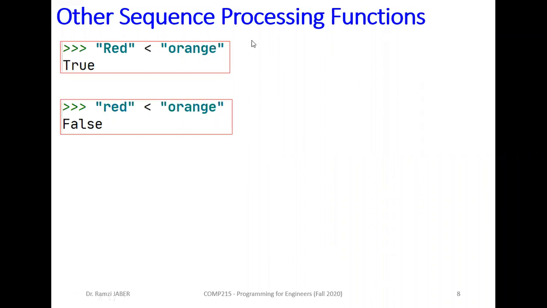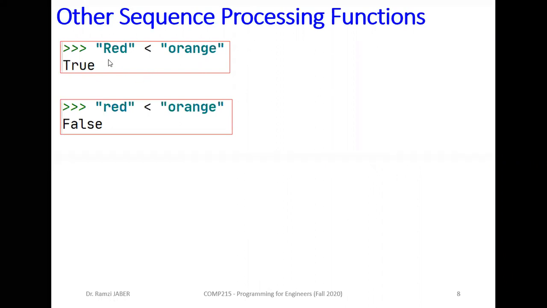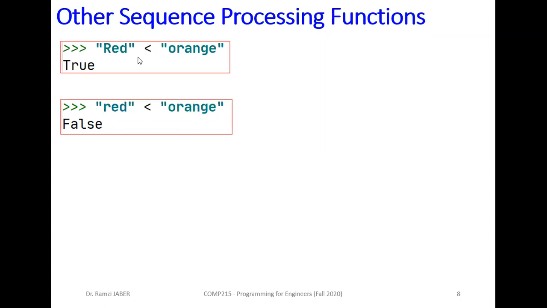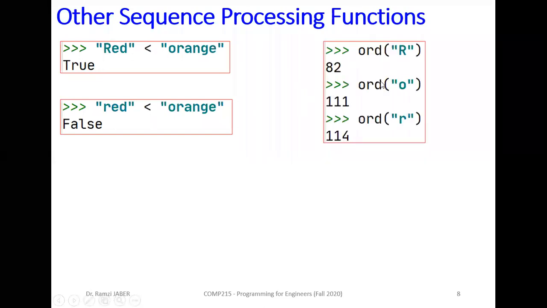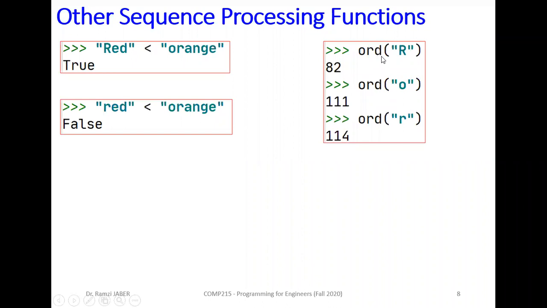Capital letters according to the ASCII code, their numbers are smaller than small letters. That's why capital R is less than small o. It's true. Small r is not less, it's bigger than small o. Because we have another built-in function in Python called ord. Ord is order, so we can call it on each character.